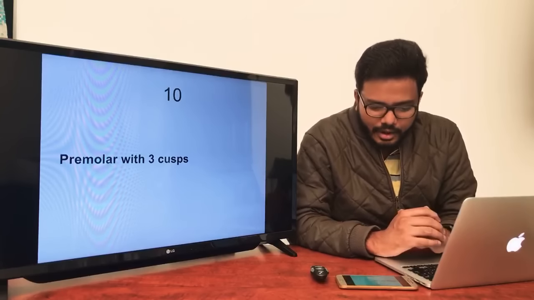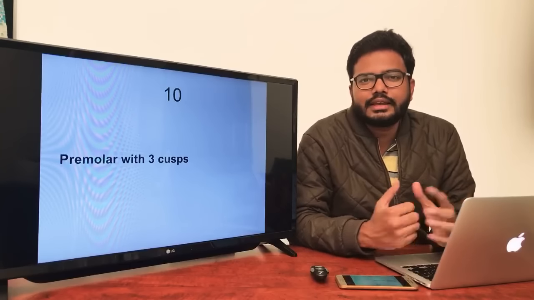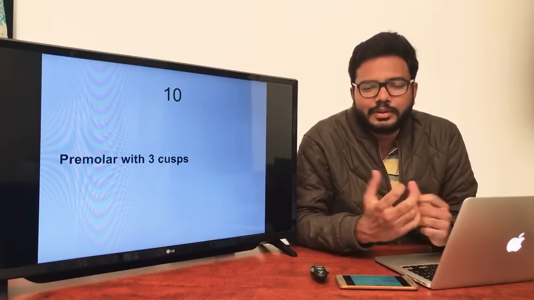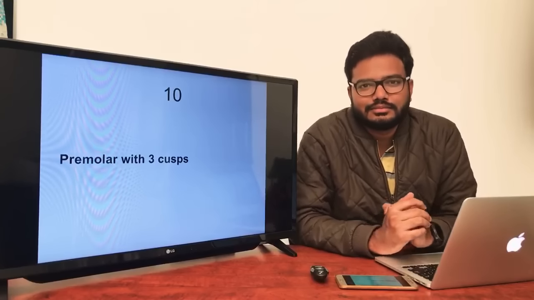The last question in rapid fire, premolar with 3 cusps. Which is a premolar which has 3 cusps?